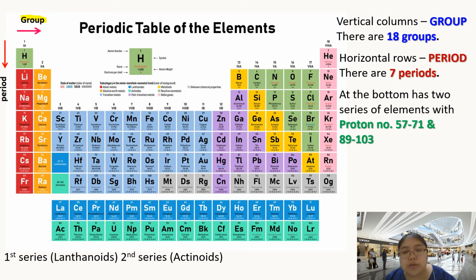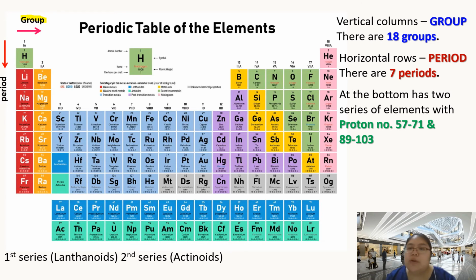Horizontal, we call a group. The group count is 18, because we count groups at the top. Can you see 1, 2, 3, 4, 5 until 12, 13 until 18. Periods we count vertically, 1, 2, 3, 4, 5, 6, 7. And groups are horizontal.